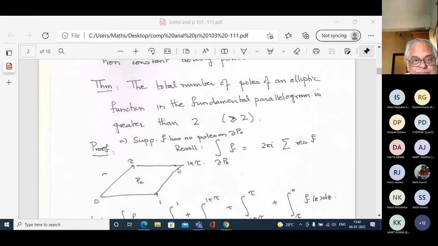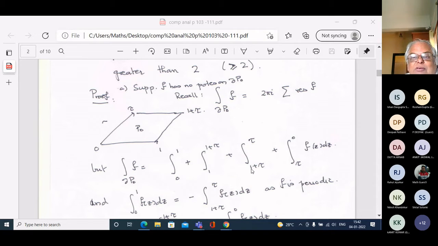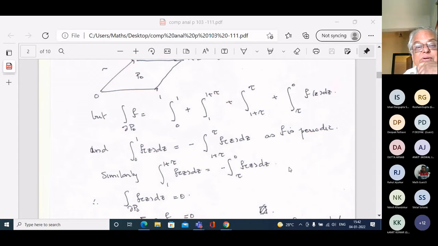However, you're going from 1 plus tau to tau, in the other direction. But the integral from 0 to 1 is equal to the integral from tau to 1 plus tau. And therefore, the integral from 0 to 1 plus the integral from 1 plus tau to tau, which is going in the reverse direction, so you have a minus sign, is 0. Similarly, the integral from 0 to tau is the same as the integral from 1 to 1 plus tau. And therefore, the integral from 1 to 1 plus tau is minus the integral from 0 to tau. Therefore, these two things are 0. So the sum is 0.